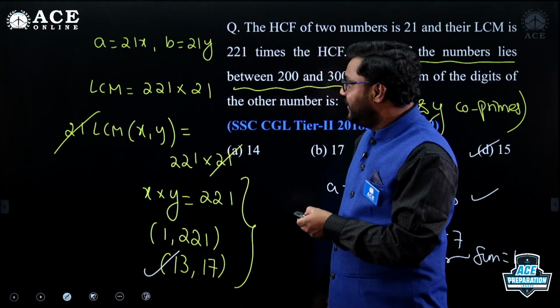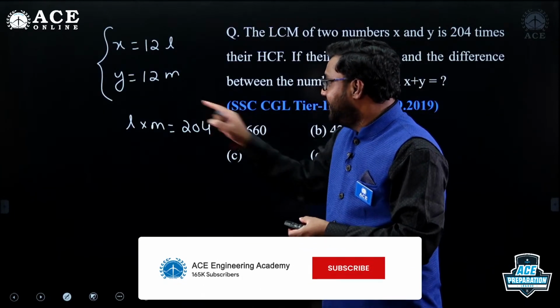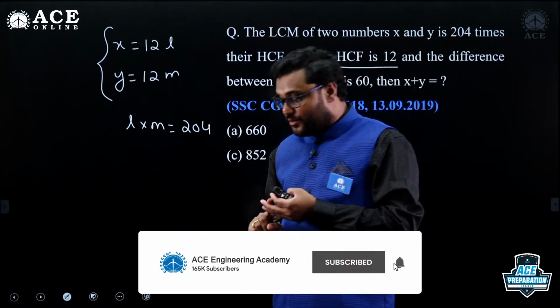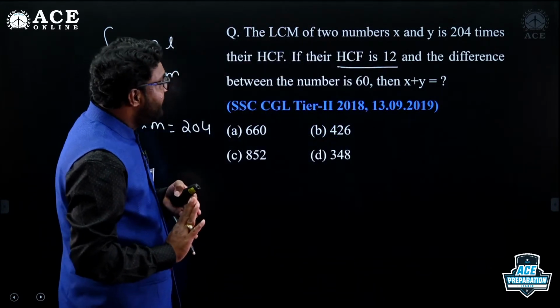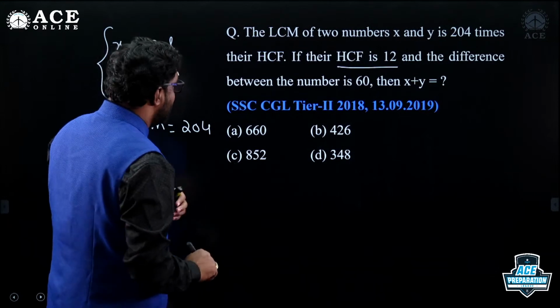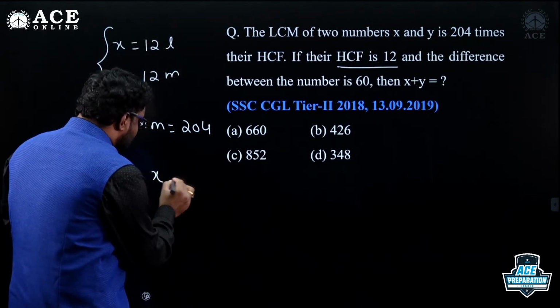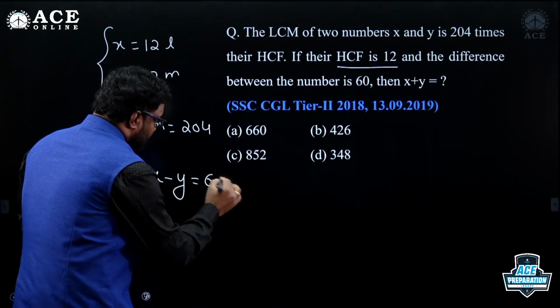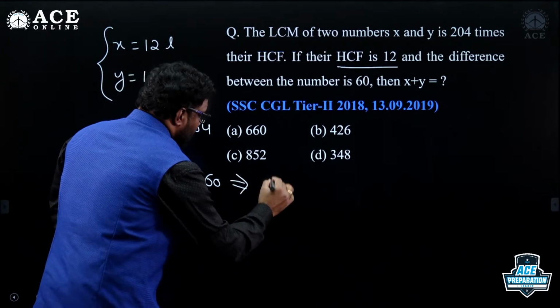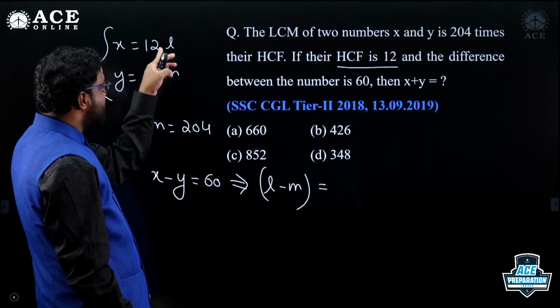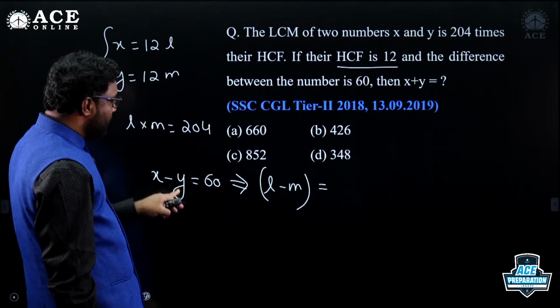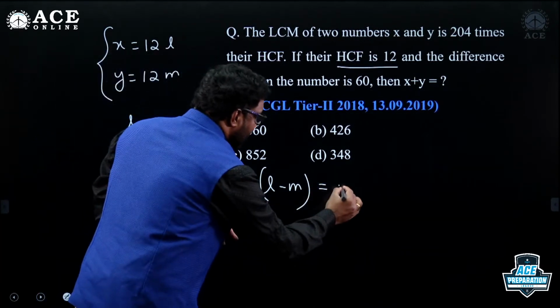Here it is x and y, but here it is L and m. L and m is 204. Now what is the question they are asking? The difference between the two numbers is 60, which means x minus y is 60. From this I can find L minus m. x minus y is 60, which is 12L minus 12m. We can divide by 12. L minus m is 5.